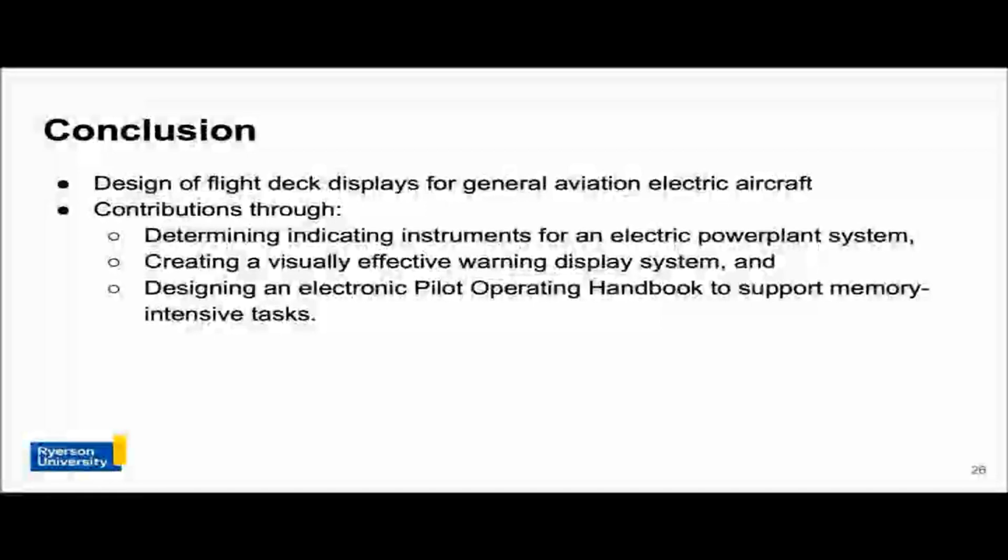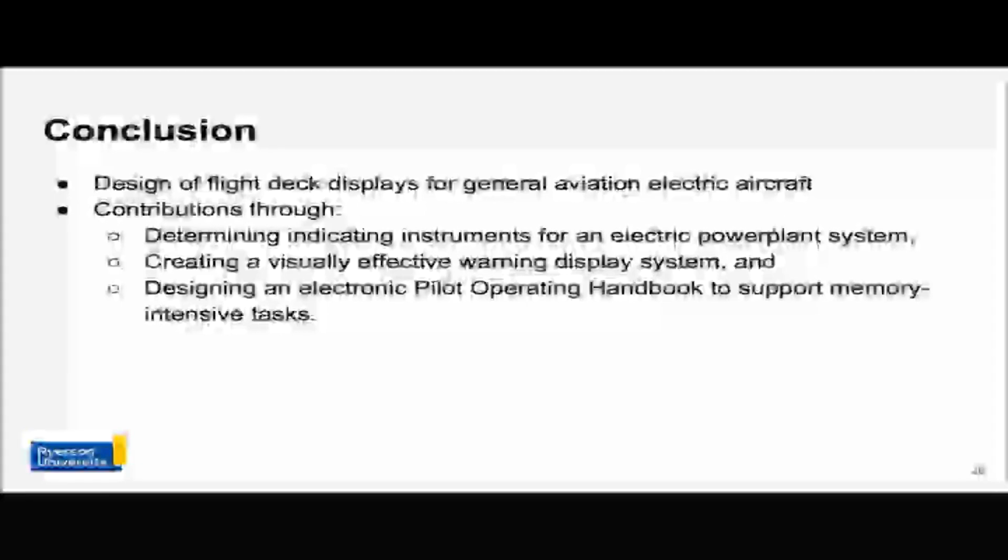The power plant indicating instruments for an electric general aviation aircraft must include, at minimum, a battery power indicator, an engine output power indicator, an engine tachometer, and a temperature gauge for each major electric component, like the battery and the engine.